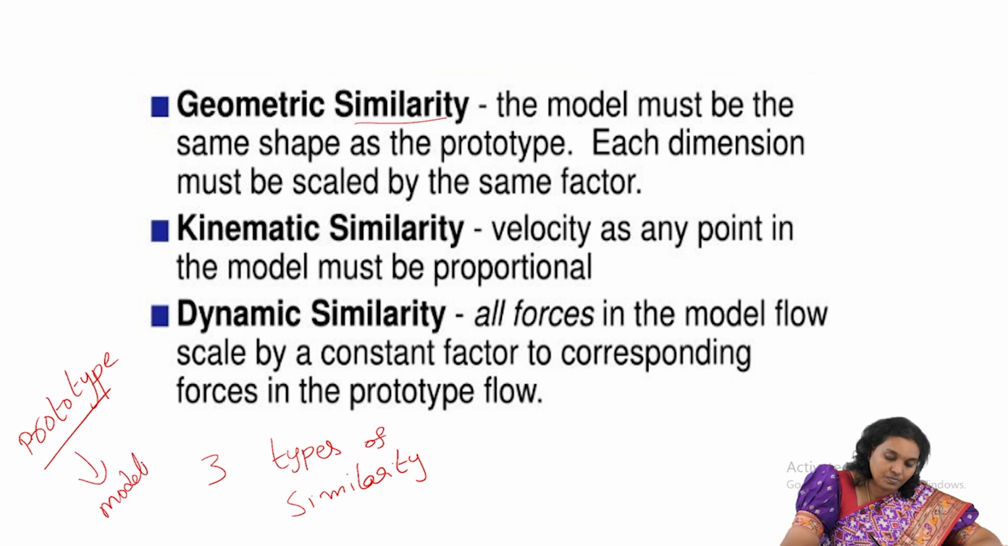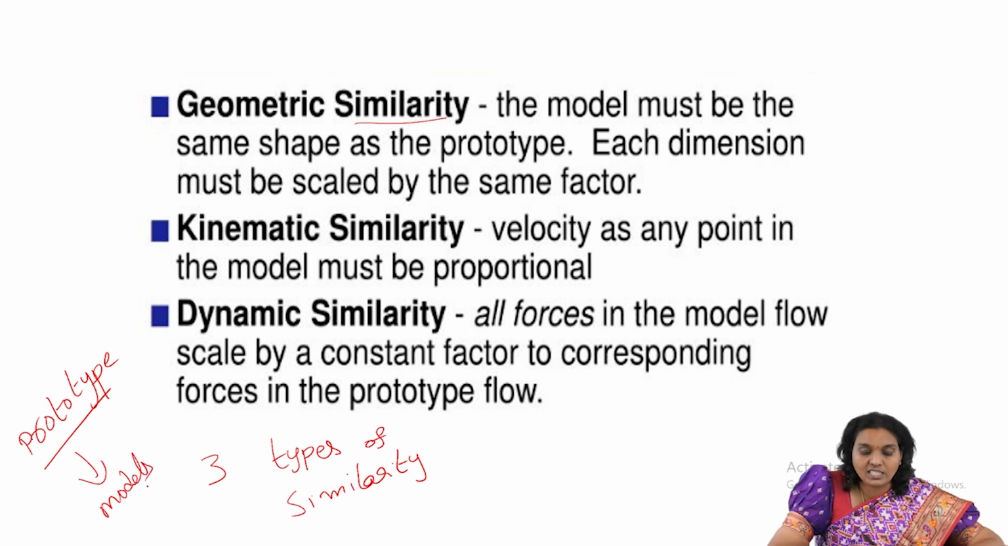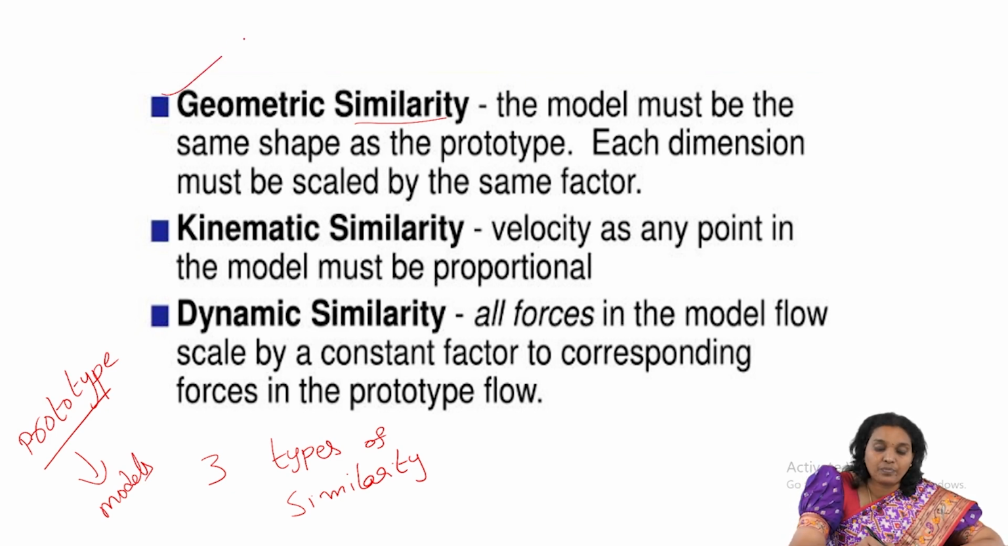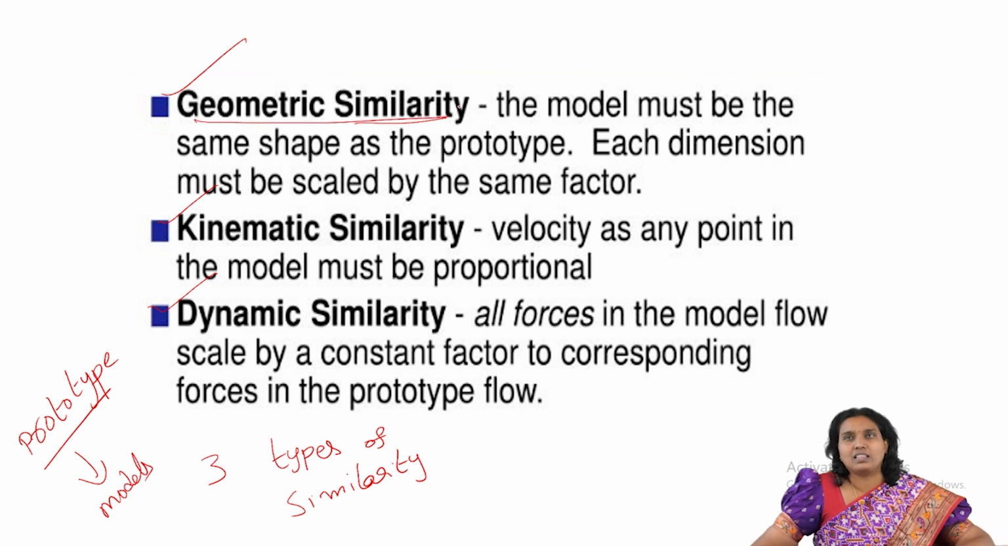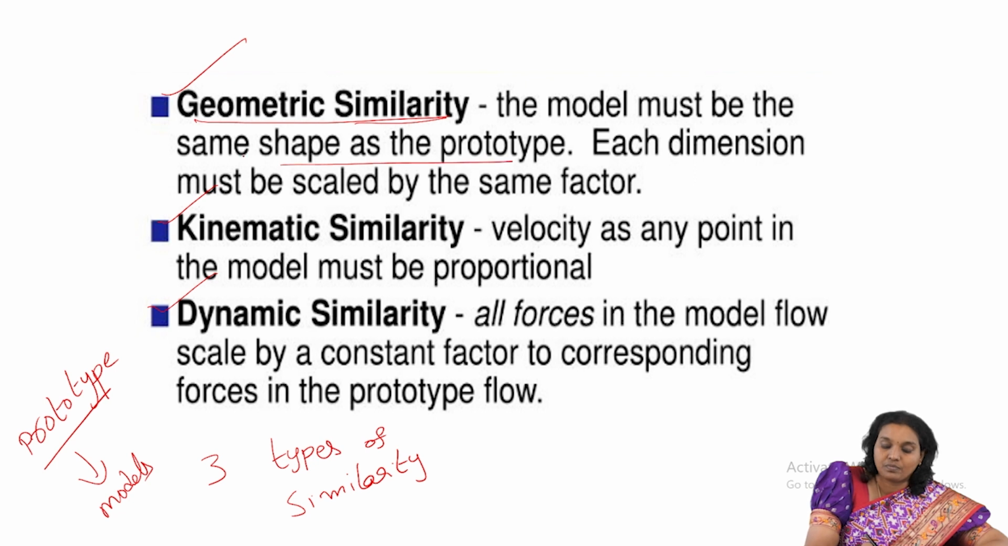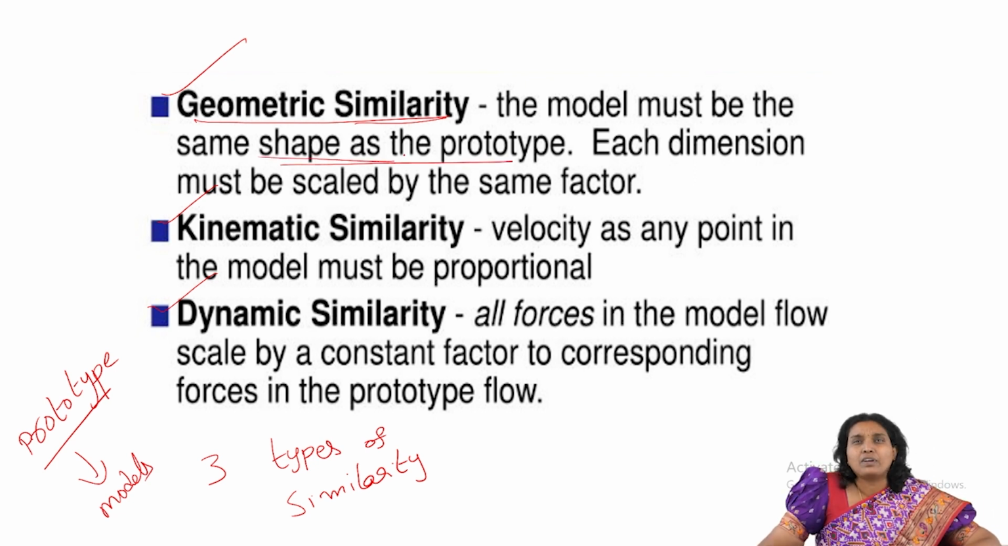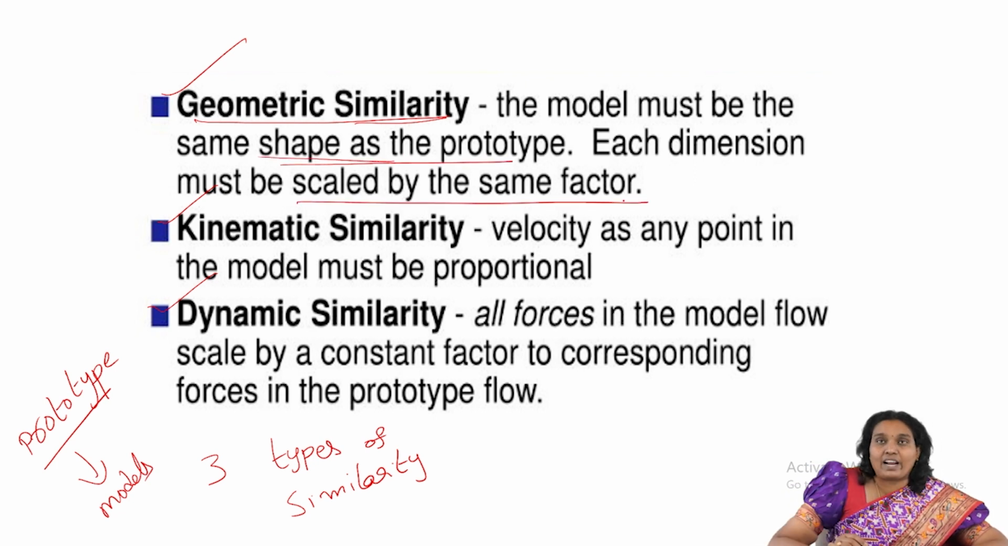So among these three types of similarities, the first is the geometric similarity, the second is the kinematic similarity, and the next is the dynamic similarity. Coming to the geometric similarity, the model must be the same shape as the prototype. So each dimension should be scaled by the same factor.